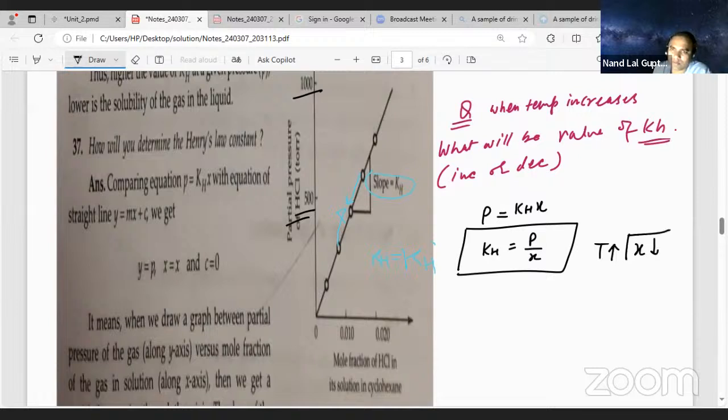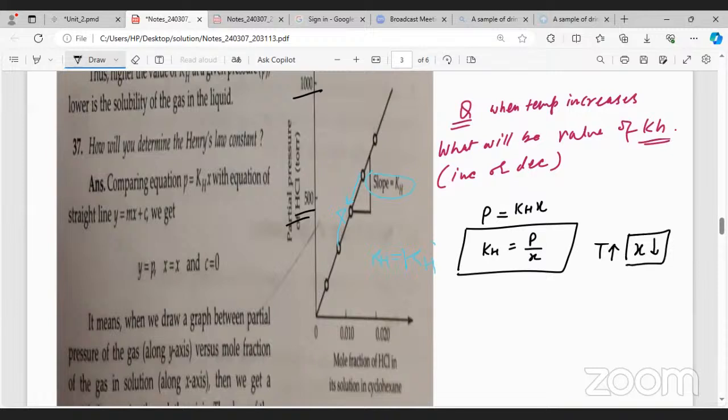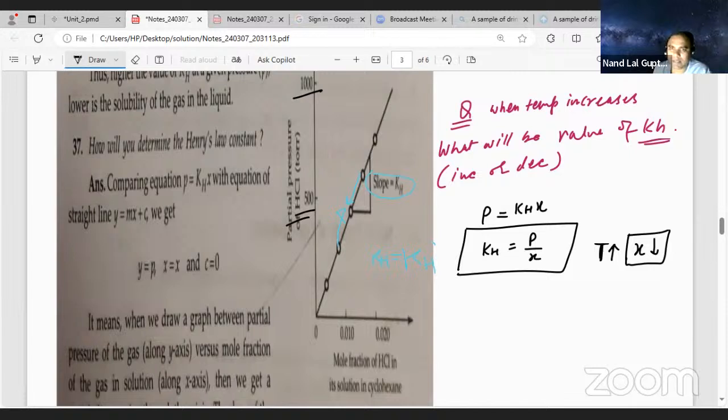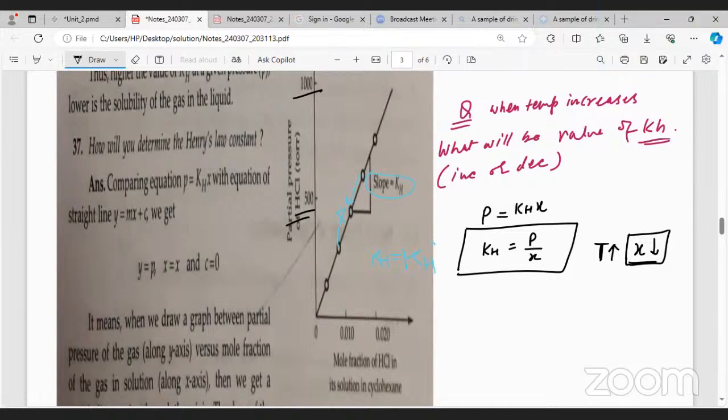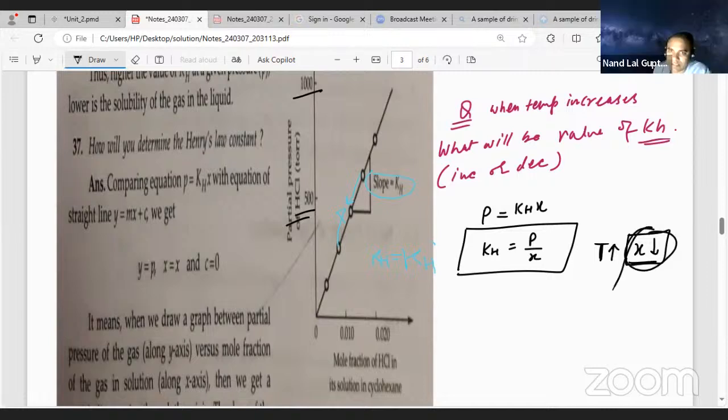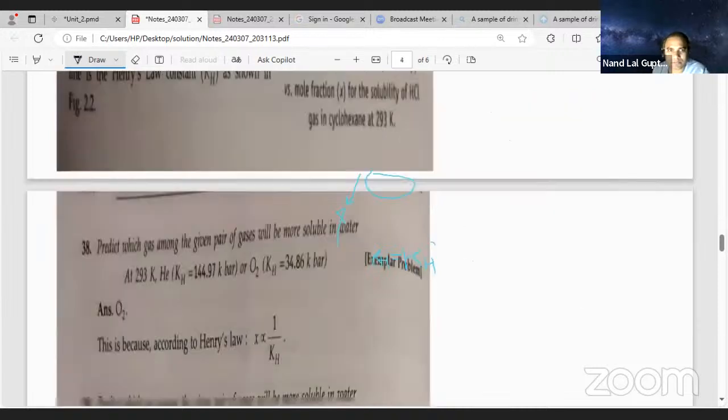If you are increasing the temperature, the solubility of gas in liquid decreases, and this is inversely proportional, so KH will increase. So what you are telling, that is the correct one.